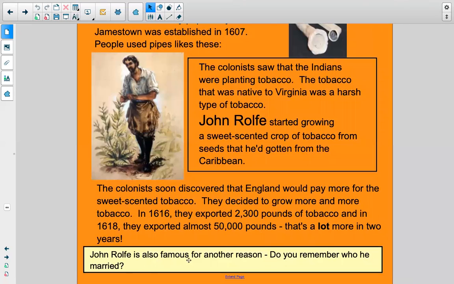John Rolfe is also famous for another reason. Does anyone know or remember who he married? He actually married Pocahontas. A lot of you think that Pocahontas married John Smith because of the Disney movie, but that is not correct. Pocahontas married John Rolfe.